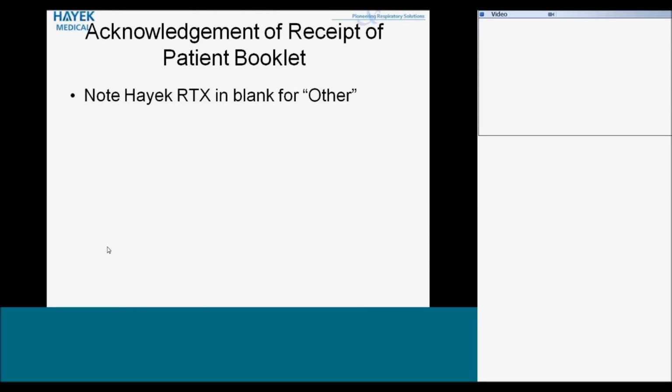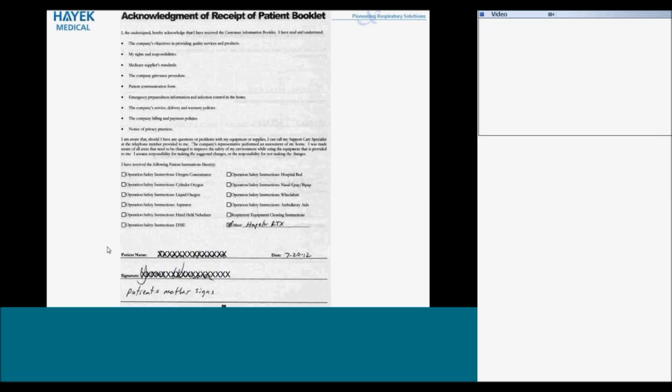And then you're going to give them a patient booklet. This booklet is a general DME equipment setup booklet for all different types of DME that Personal provides. There is a blank on the receipt of patient booklet form. Note Hayek RTX in that blank for other, because Hayek RTX is not currently on the form. Print the patient's name and date and have them sign that they received that document. So here is that, and you'll notice here is the other down here, Hayek RTX.